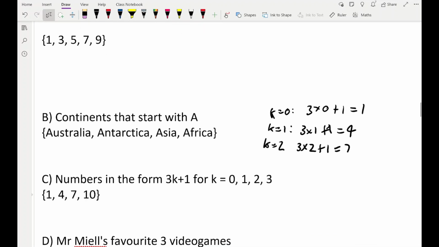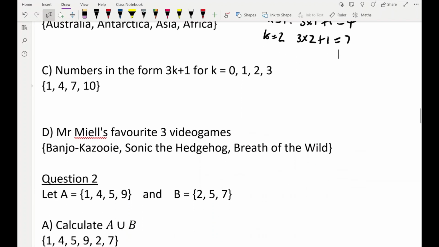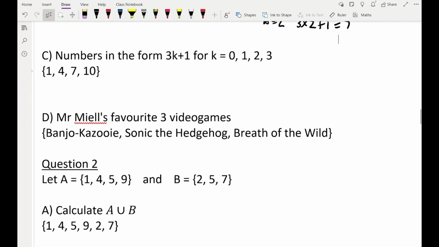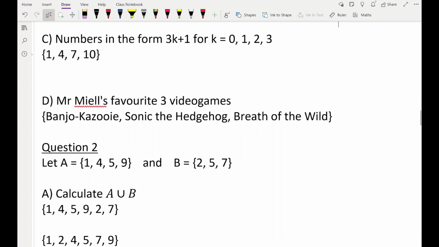Next set we're going to look at is Mr. Mill's favorite 3 video games. Remember, I said sets don't have to be numbers. There they are if you're interested. And then we're going to do some unions next. So if we want to calculate A union B for this set down the bottom here, you're going to take all the elements that are in A and B. So that's going to be 1, 2, 4, 5, 7, and 9. 5 is in both sets, but you just listed it once there. So that's what A union B would look like.